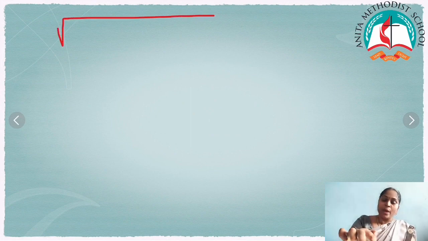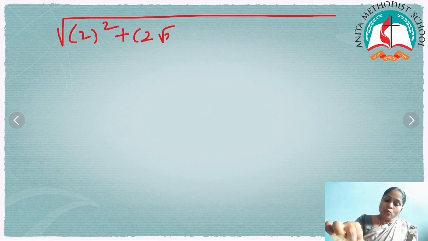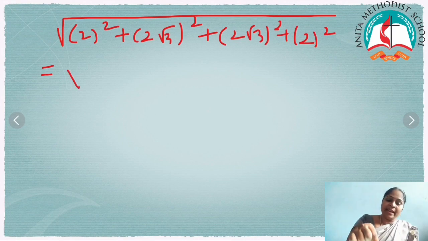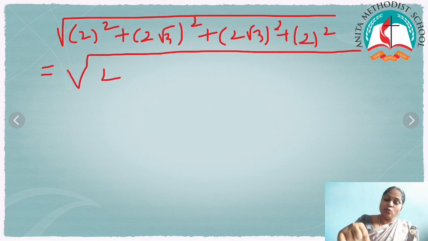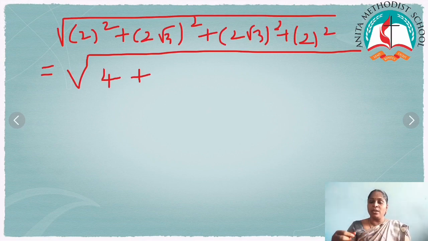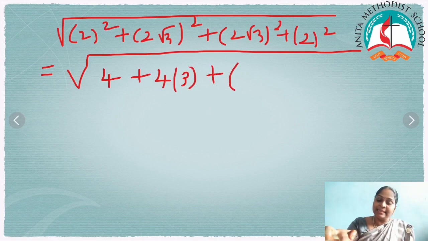So what is in that? Square root of 2 square plus 2 root 3 the whole square plus 2 root 3 the whole square plus 2 square. Now we can expand this. What is the 2 square? The 2 square is 4 plus 2 root 3 the whole square. That means you need to separate the square for 2 and root 3. So 2 square is 4 and root 3 square, square and square root cancel. We get the 3 plus, like the same here, 2 square is 4 and root 3 square is 3.